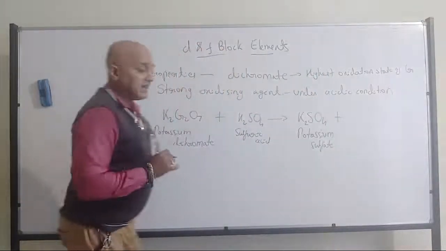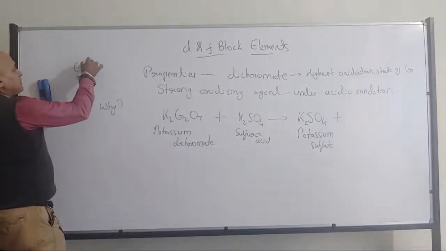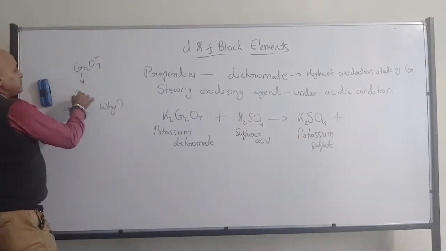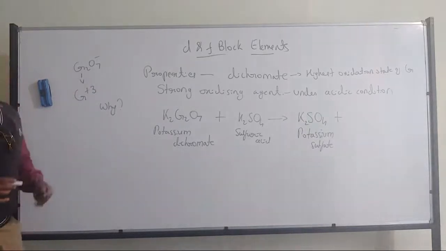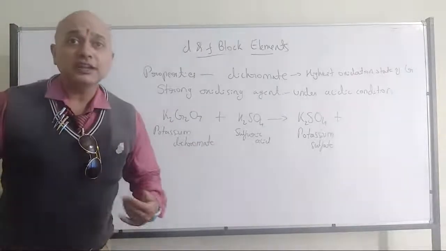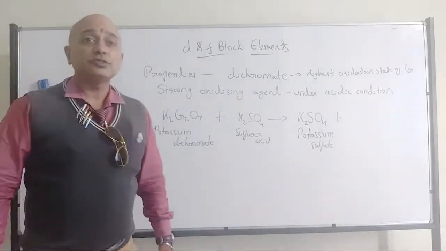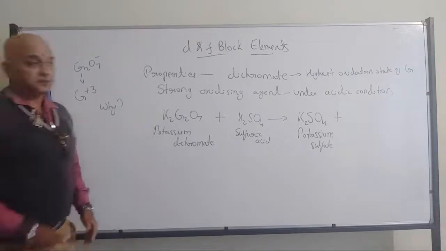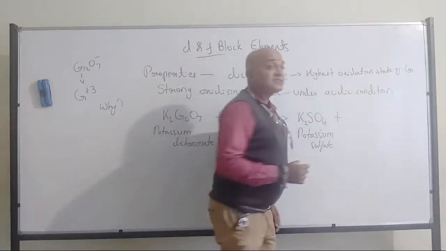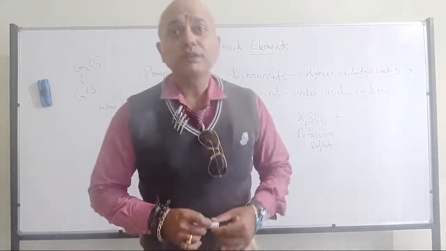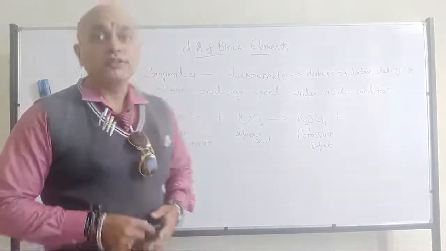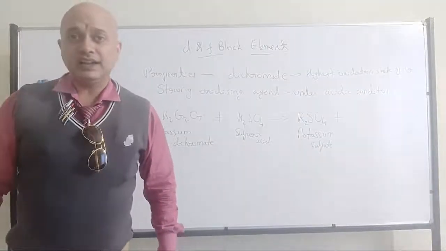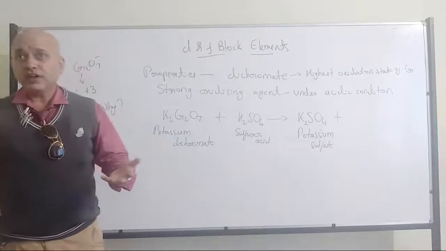Now I will tell you that under acidic condition, the chromium here goes from +6 to +3. Please remember, under acidic condition, chromium will reduce its oxidation number from +6 to +3. That means here I am getting chromium sulfate. So what should the formula be then? Any one of you? I am giving a hint: chromium goes from +6 to +3 under acidic condition. That is where we have the oxidizing character.